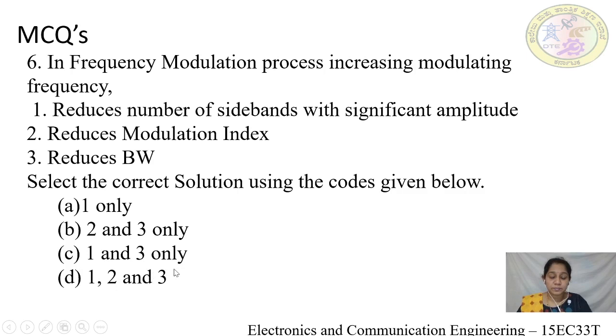and 3. So in the frequency modulation process, if we increase the modulating frequency, what happens? Yes, it reduces the number of sidebands with significant amplitude. And yes, the modulation index also reduces. And this in turn reduces the bandwidth. So hence option D is the correct answer. 1, 2 and 3, all three are correct. Option D is the correct answer.